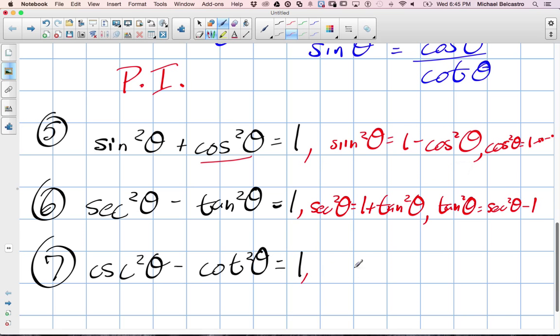And then finally, give me 2 more for this. Cosecant squared theta is equal to 1 minus cotangent squared theta? When I move this negative cotangent to the other side, what will it become? Oh, 1 plus. Yes. Cotangent squared theta, which means, what's cotangent squared theta equal to?